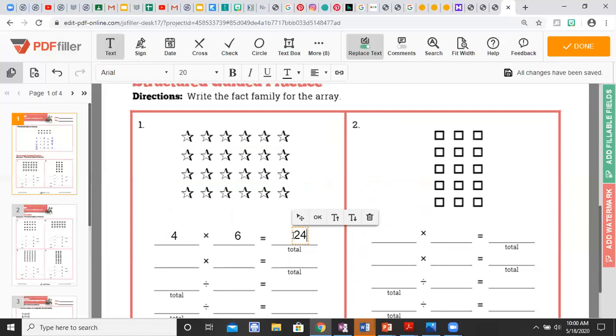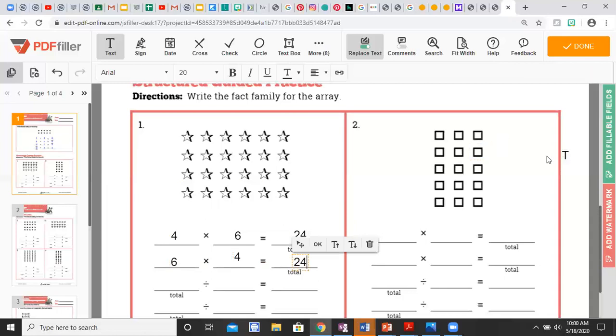Now we're going to use the commutative property and switch it. So I'll have 6 times 4 equal to 24.